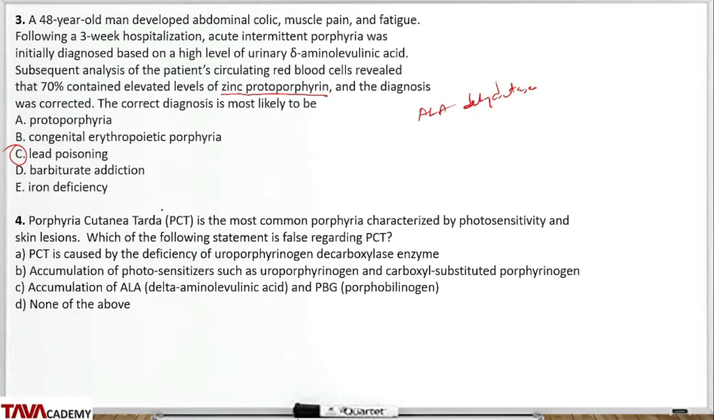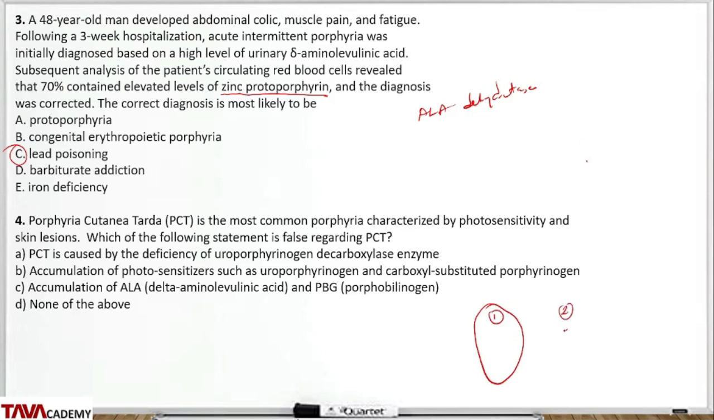Question 4. Porphyria cutanea tarda is the most common porphyria characterized by photosensitivity and skin lesions. Which of the following statements is false regarding porphyria cutanea tarda? Now, don't forget, I told you guys that heme synthesis has 8 steps. So the first step happens, this is the mitochondria. Step 1 happens in the mitochondria.